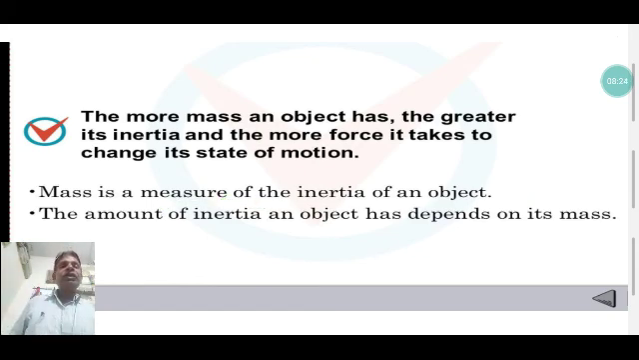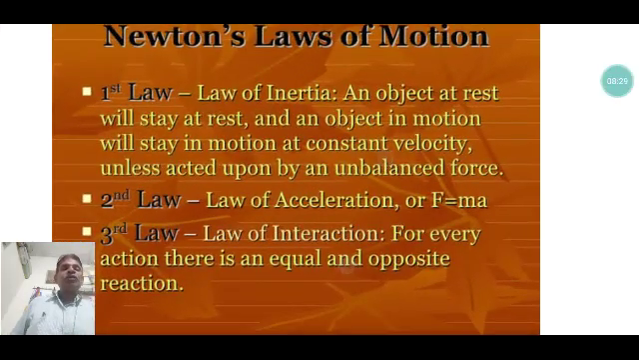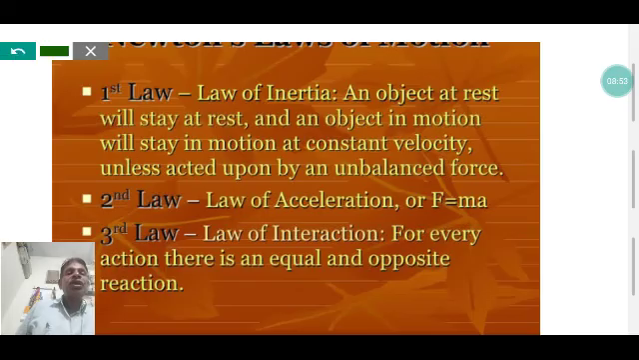Now, in the next slide we will discuss the laws of motion, formulated from the ideas of Galileo. Newton formulated three laws: the first law, second law, and third law of Newton's laws of motion. The first law of motion is nothing but an explanation of inertia, so it is also called the law of inertia. An object at rest will stay at rest, and an object in motion will stay in motion at a constant velocity unless acted upon by an unbalanced force.